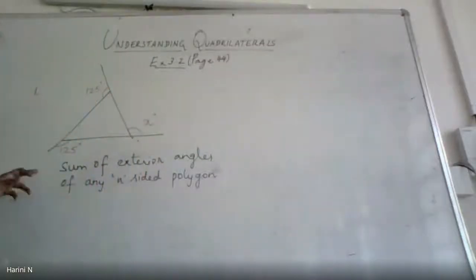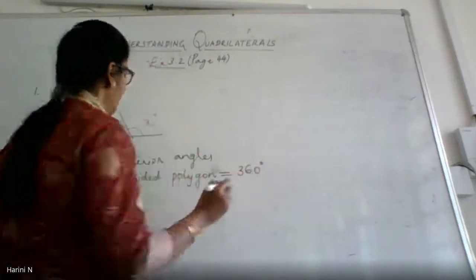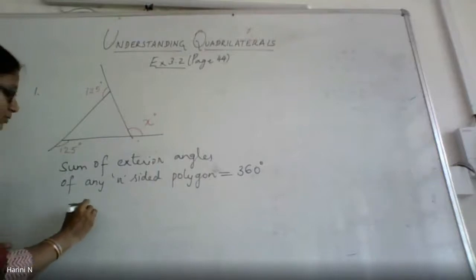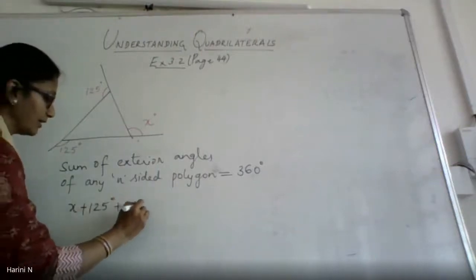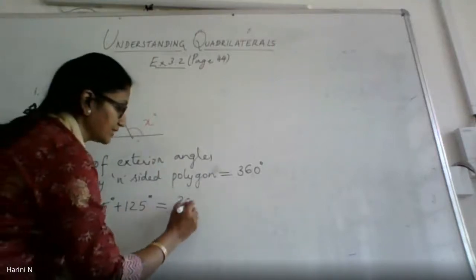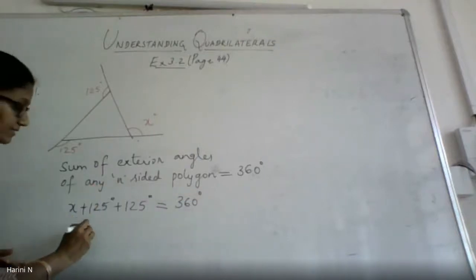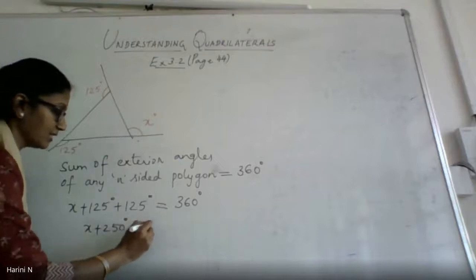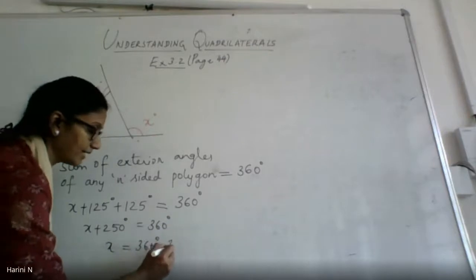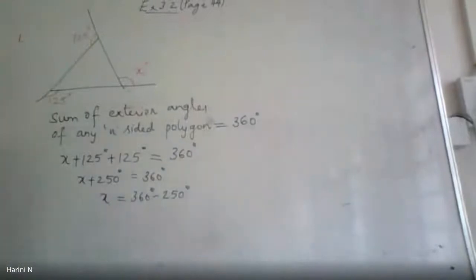Alright. So the sum of the exterior angles of any n-sided polygon is always equal to 360 degrees. Here you have a 3-sided polygon, that is a triangle. So here also you have x plus 125 degrees plus 125 degrees, which are the 3 exterior angles for the given triangle, which will be equal to 360 degrees. So you're getting your simple equation here, x plus 250 degrees equals 360 degrees, or your third exterior angle will be 360 minus 250 degrees, which will be equal to, what is 360 minus 250?